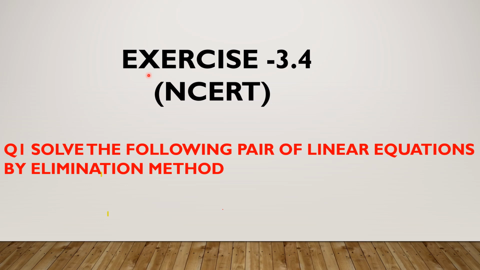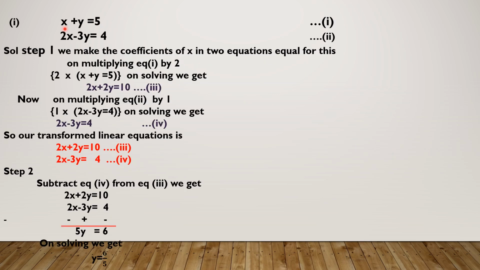So here we are starting our exercise 3.4 of the NCERT book. Question number 1: solve the following pair of linear equations by the elimination method. Here we have a system of linear equations: x plus y equals 5 and 2x minus 3y equals 4. We consider x plus y equals 5 as equation number 1 and 2x minus 3y equals 4 as equation number 2.